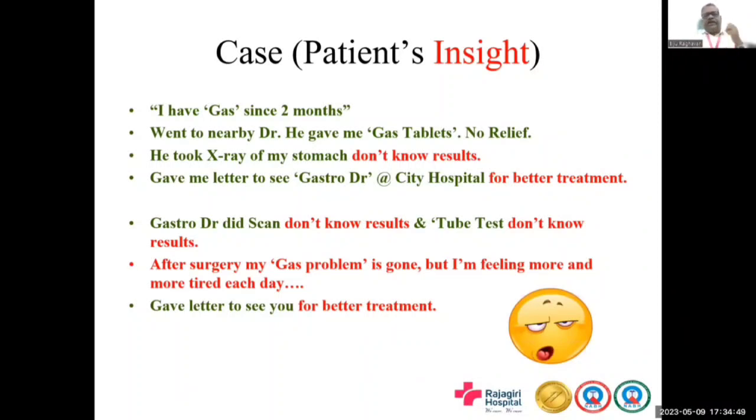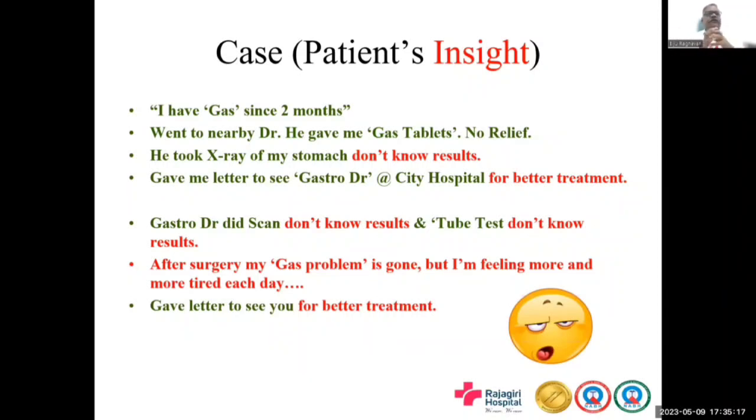So, what did they tell you after the surgery? What was the problem? What was the surgery required for? Well, after my surgery, my gas problem is gone, but I'm feeling more and more tired each day. So they told me that you take this letter and come here. Did they tell you why they were referring you to me? Well, I guess for the rest of the treatment, for better treatment will be here.